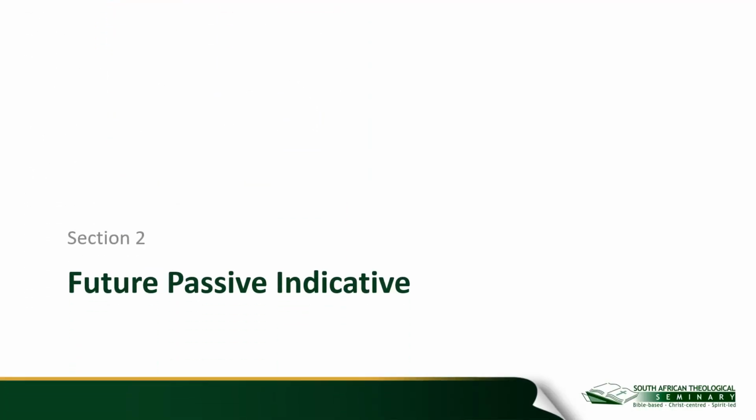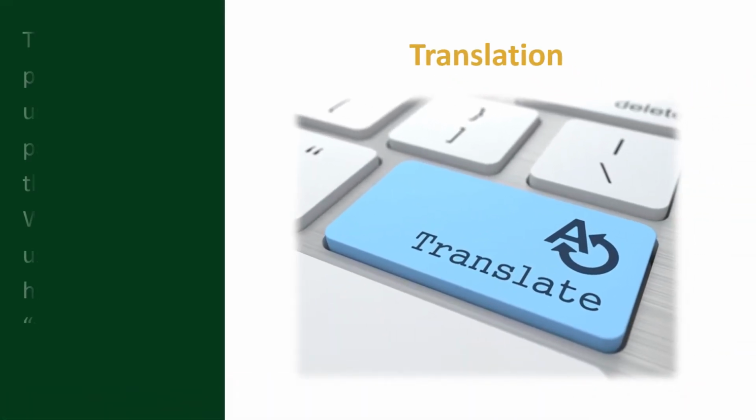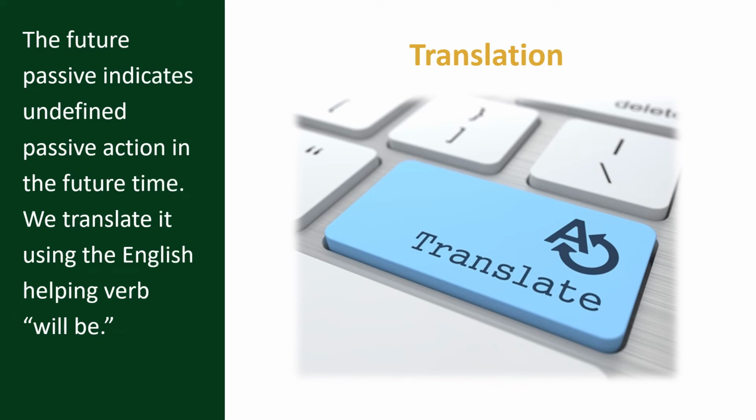Now let's consider the future passive indicative. It too has first and second future forms, like the aorist passive, but the second future is once again quite rare. We are going to look at both, but we will focus on the first future passive indicative. The meaning of the future passive is straightforward. It indicates undefined passive action in the future time. We translate it using the English helping verb will be, such as, it will be eaten.